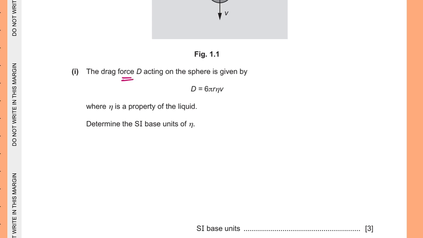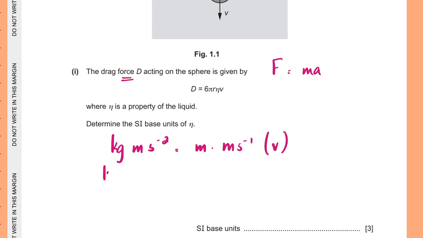Force is mass times acceleration. Mass is in kg, acceleration is in meter per second square. So on the left hand side this is kg meter per second square. 6 pi, all of this is a constant, I can let this go. r is radius, so that's meter. I need to find the base units of eta, and v is speed, which is meter per second, and then here you have eta. Again, I'm still not going to cross multiply.